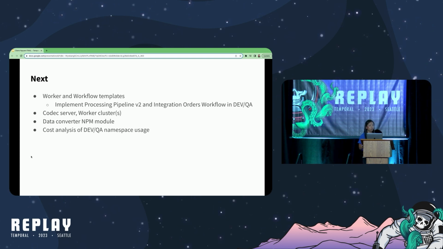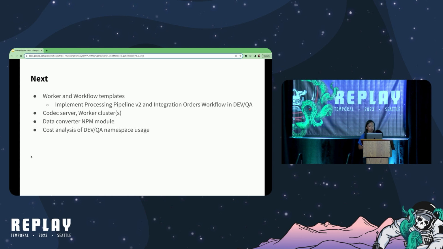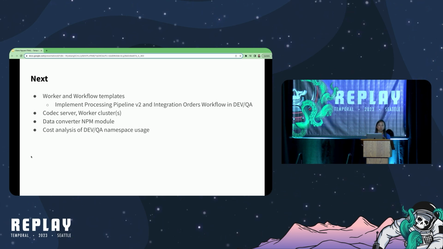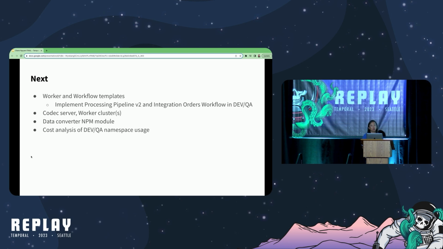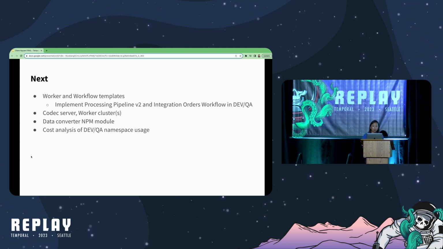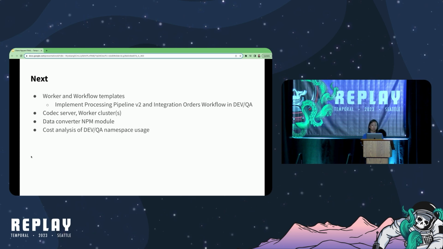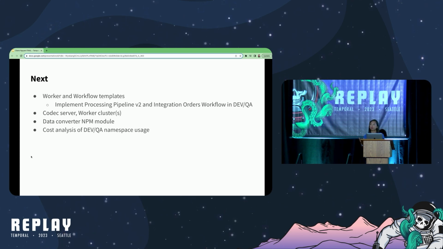And we're going to create a shared package for the data converter and encryption and decryption. So probably going to publish an NPM package to CodeArtifact. And once we get this running in our lower environments, we'll start doing some cost analysis based on our namespace usage and then determine optimization approaches from there.